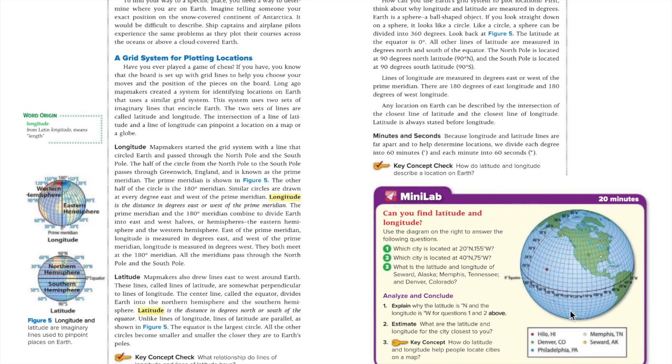So if you look here on this globe, it says use the diagram on the right to answer the following questions. So which city is located at 20 degrees north and 155 degrees west? I'm not going to make you guys do this, but I just want you to understand if you're going to try to figure out what the answer is, you're going to start at the equator line, right? Because latitude lines are measured first. So you would go 20 degrees north. So you're going to go up to here, 20 degrees north, okay?